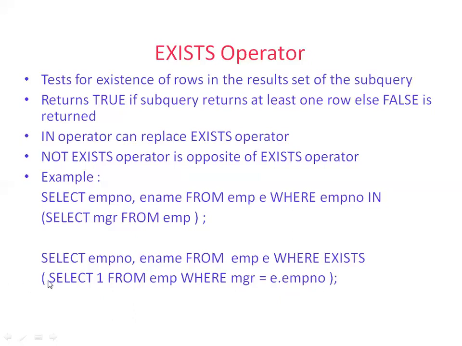So here if you observe, why did we mention one? It is nothing but where exists. Whenever it returns any record, it becomes true, and the where condition for that particular employee is true, and that employee record will be written in the output. So that's the concept of the exists operator.